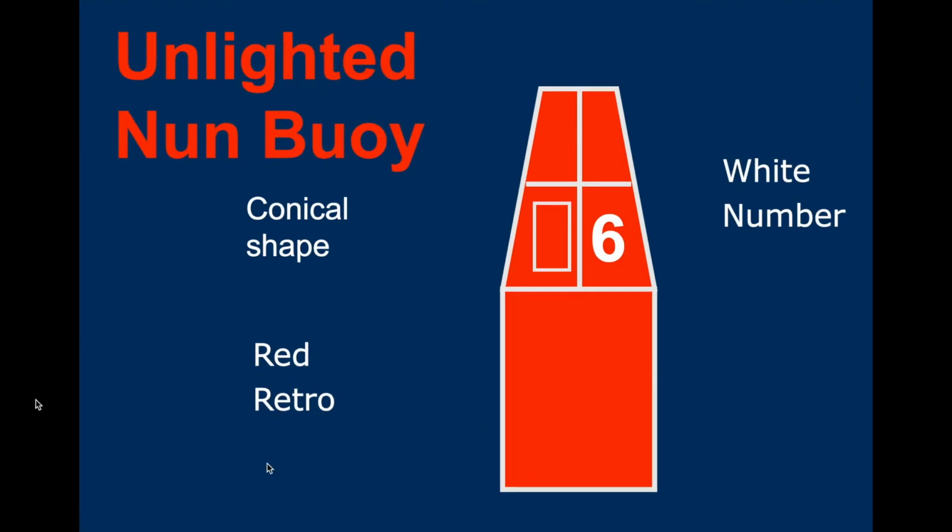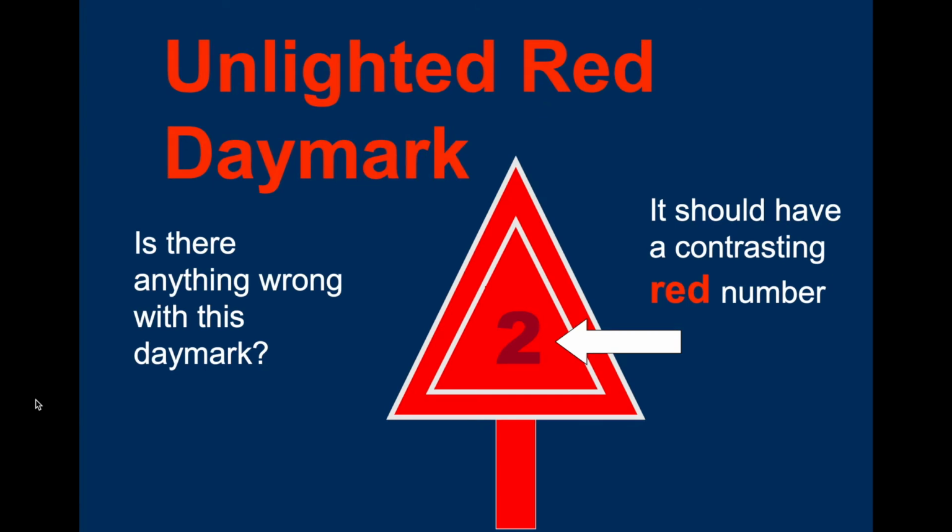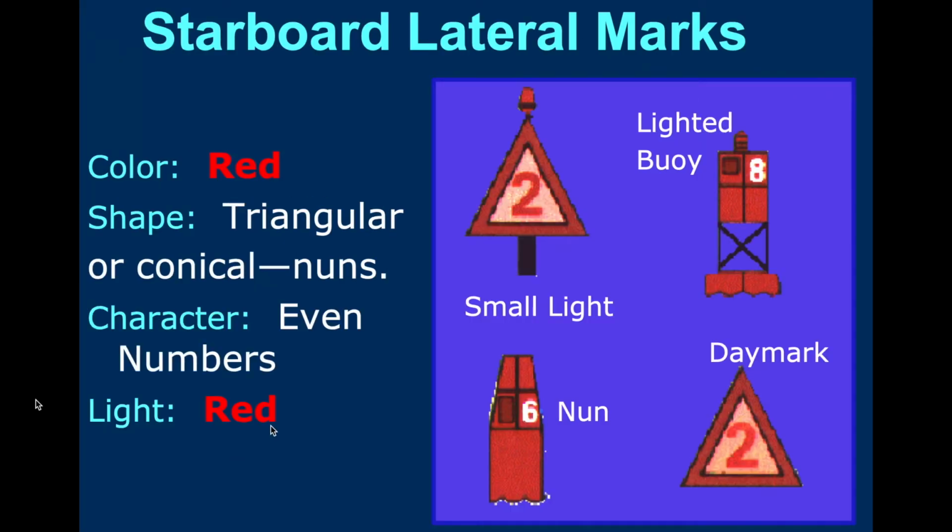Here's an unlit nun, conical shape, even numbered. Here's the day mark, triangular shaped, even numbered. Here's a set of starboard lateral marks, IALA B. Small light, it has a light on it, and it's in a fixed position. Lighted buoy, so it's floating. It's got a light on it. Even number. An unlit nun, a small buoy has this conical shape, even number, and a day mark there, no light on it. And a day mark means that it's fixed. It's not floating.